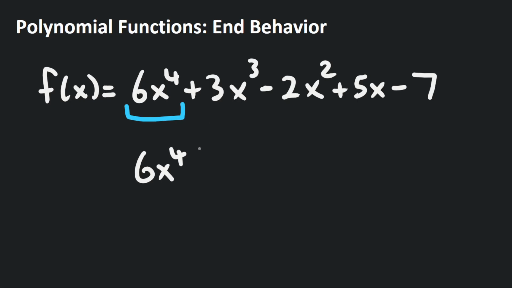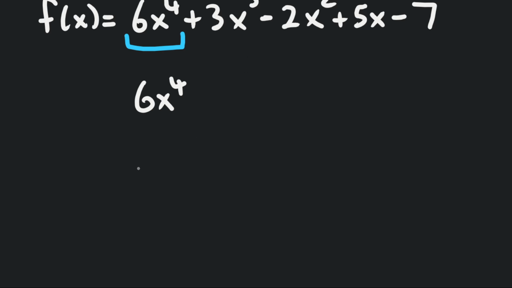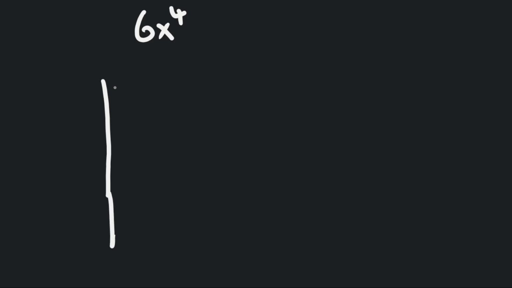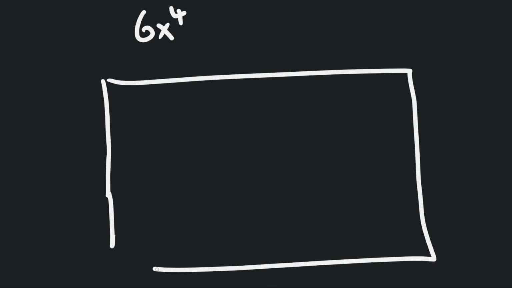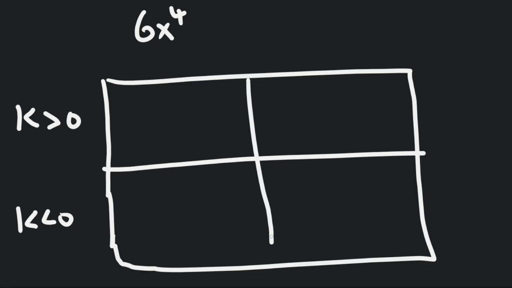And you can determine the end behavior just by looking at the leading term as if it were a power function. So in the previous video, we learned how to determine the end behavior of power functions, and we did it by taking a look at a basic matrix. So if we just draw that matrix again, k is positive or k is negative, and then whether it's even or odd.